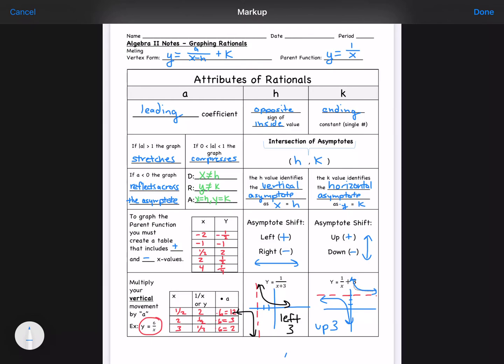Who wrote in green pen? Because they didn't put their name. Come write your name on it. Everybody got this page? Can I flip it over? Okay.